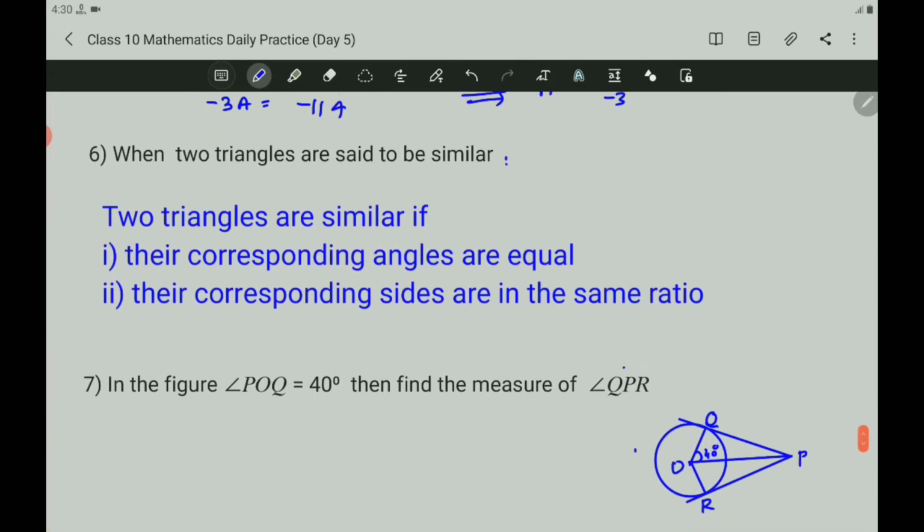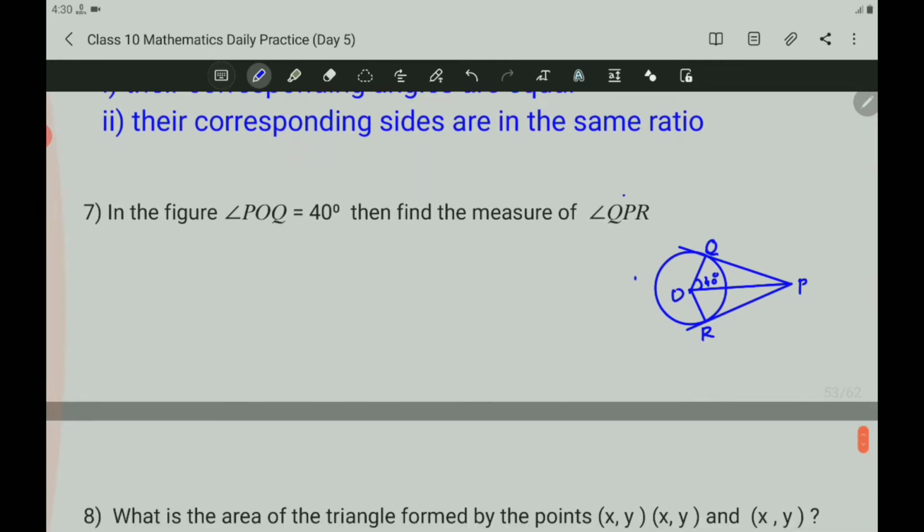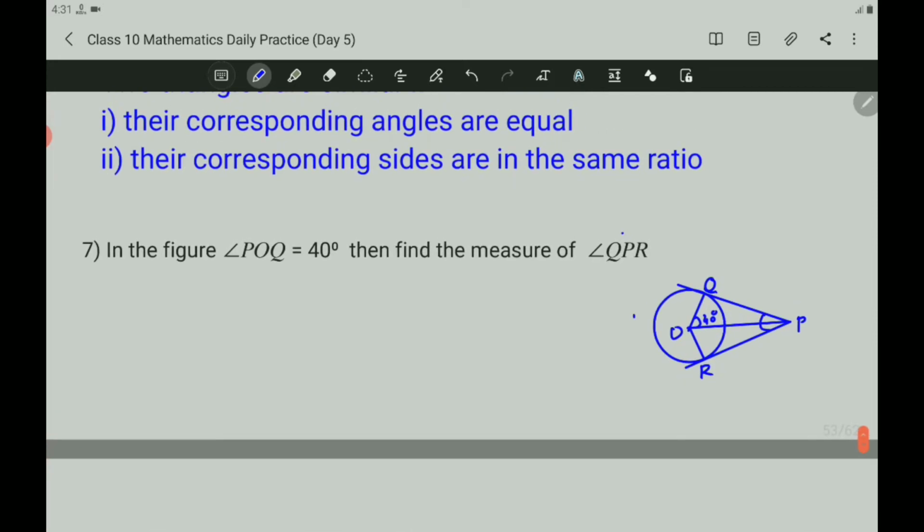Now let us take the seventh question. In the figure, angle POQ equals 40 degrees. Then find the measure of angle QPR. Here you know that the tangents from the external point to the circle are equal. If you compare these two triangles, they are congruent. That is already proved. Here these two tangents are equal, this is a common side, and these two are the radii. Radii of the same circle are equal. Therefore, the two triangles are congruent, and naturally this angle becomes 40 degrees.